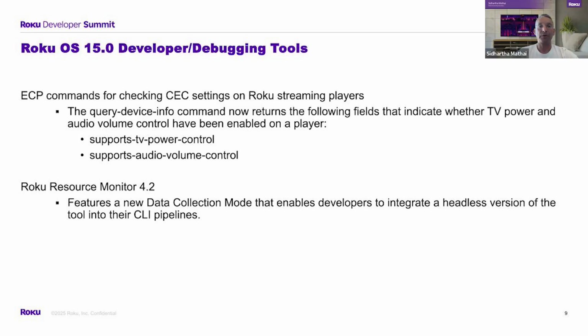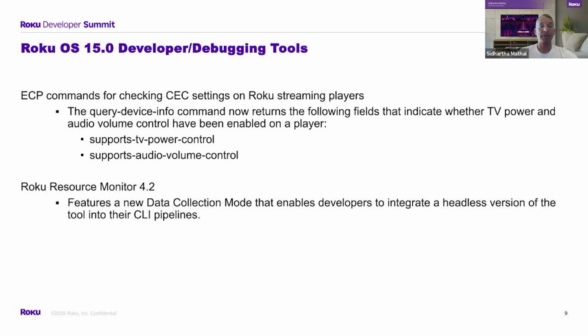We have, for the developer and debugging tools, a new ECP command to check the CEC settings on Roku streaming players. So the query device info command now returns the following fields that indicate whether TV power and audio volume control have been enabled on a player. That is, supports TV power control and supports audio volume control.